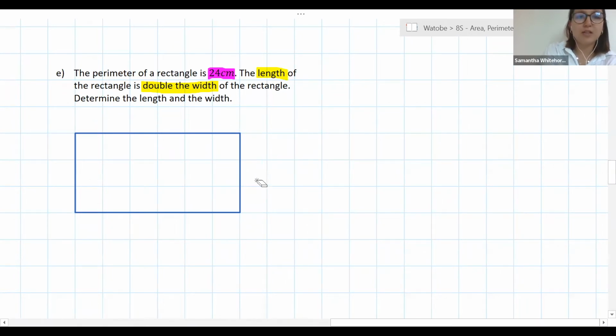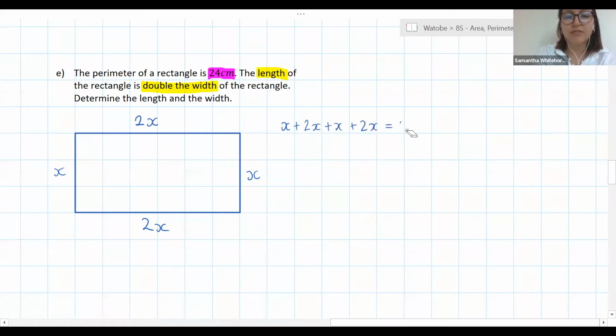So if we say that the width is x centimeters, we know it's the same on both sides. And so that means my length is double that, so it's 2x, and that's on both sides. Like we spoke about with the square, we could set up an equation. I know that x plus 2x plus x plus 2x must give me 24. All of these terms on the left are like terms, so x plus 2x plus x plus 2x gives me 6x equals 24.